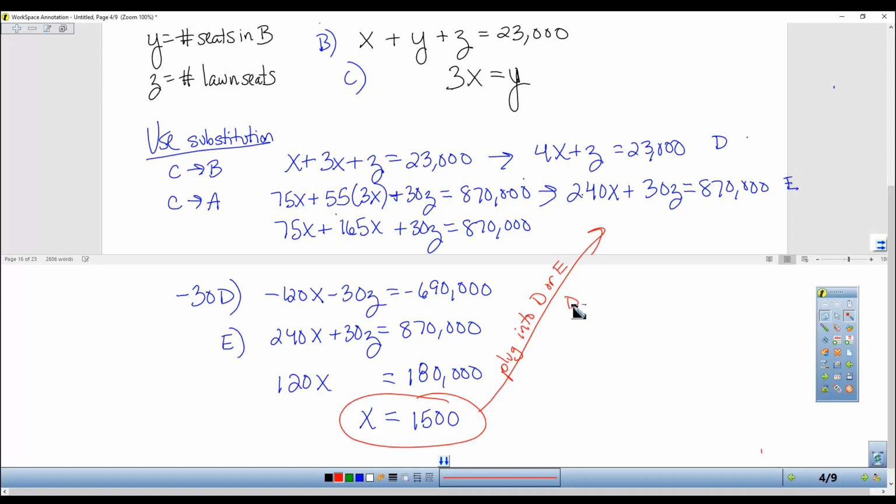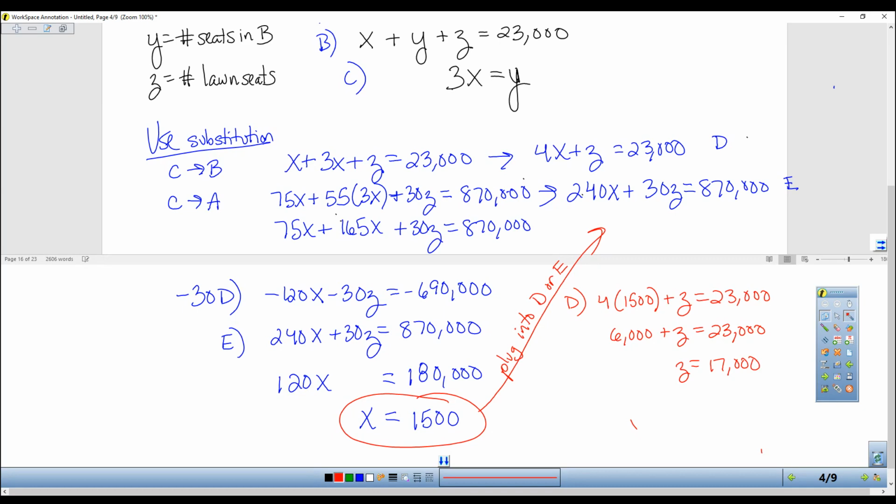So I choose D. D is definitely easier. 4 times 1,500 plus Z is equal to 23,000. So 4 times 1,500 is 6,000 plus Z is equal to 23,000. 23,000 minus 6,000, Z is equal to 17,000. Now I have my second answer.